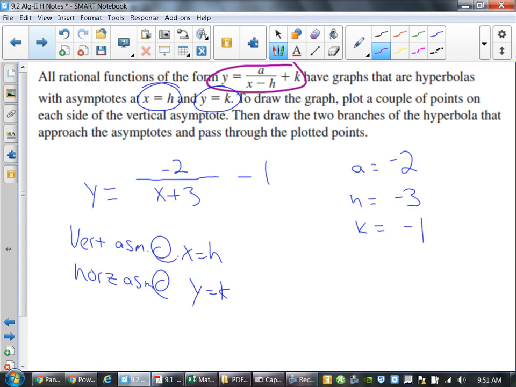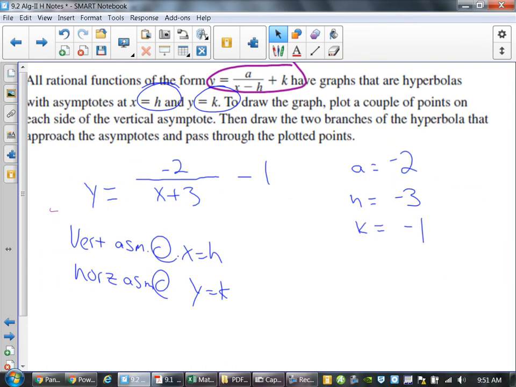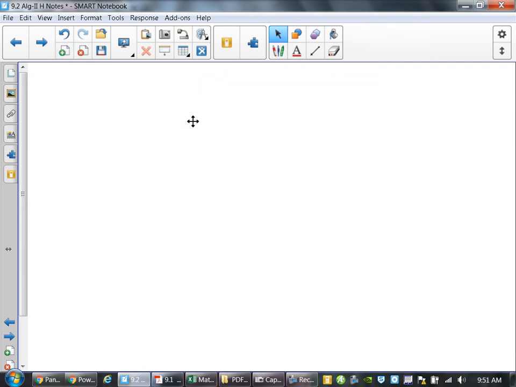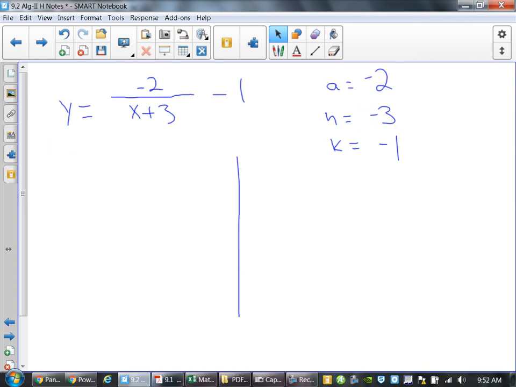Okay. So if I'm starting with the equation y equals -2 over x plus 3, all subtract 1, I have an A value of -2, I have an H value of -3, and I have a K value of -1. With this information alone, I can start the idea of a sketch of what the graph is going to look like.